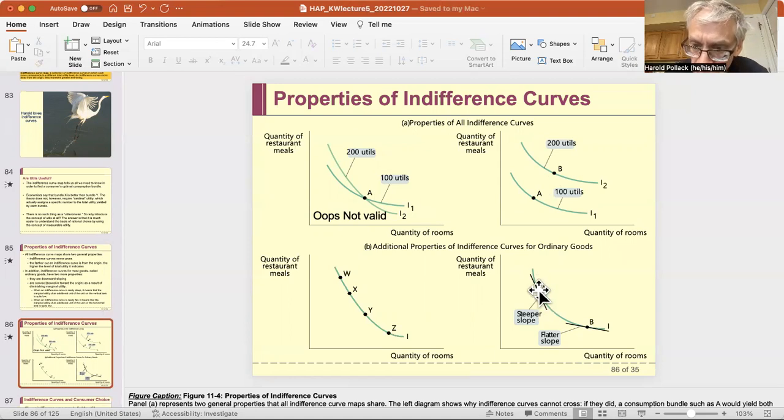And the slope here is going to be the marginal rate of substitution. That'll be an important concept. It's how much I'm willing to trade off one for the other. When here the slope is really steep, it's basically saying, wow, I'd be willing to give up a lot of restaurant meals just to have one more room. And over here, it'd be saying, I'd be willing to give up a lot of rooms to get one more meal. That's what that slope is picking up.